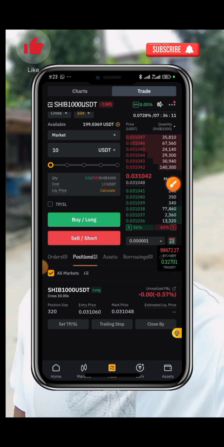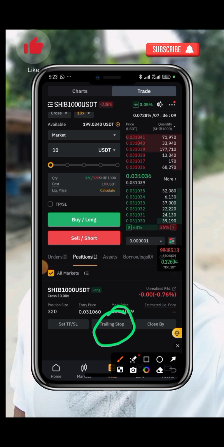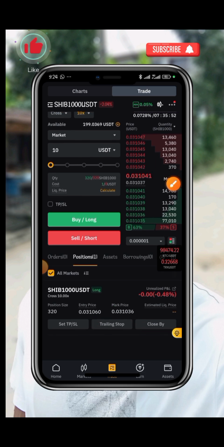For now, I'm not going to teach this. The trailing stop is for limit closing. If you want to close it sequentially or using the DCA method, that's where you start using trailing stop. But for now, we are not going to focus on that. What we focus on is setting of TP and closing of trade.